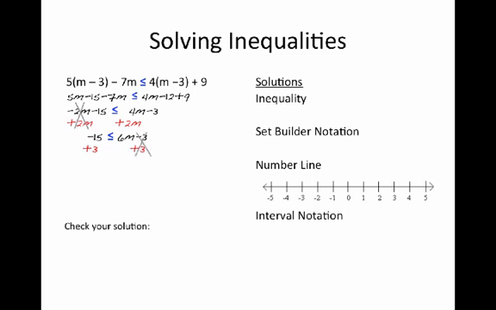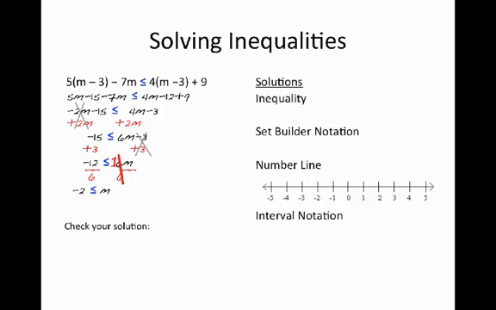Negative 3 plus 3 is 0. Negative 15 plus 3 is negative 12. Negative 12 is less than or equal to 6m. Now I need to get the m by itself, so I'm going to divide both sides by 6. 6 over 6 is 1. Negative 12 divided by 6 is negative 2 is less than m.